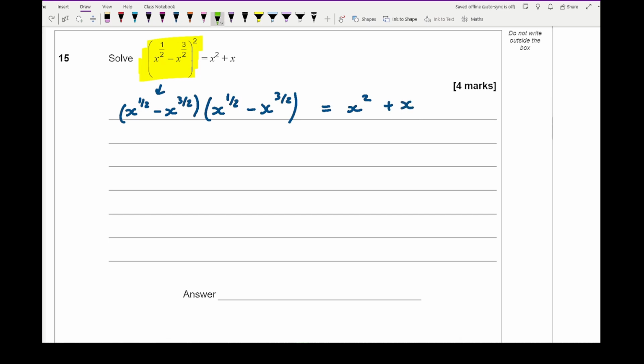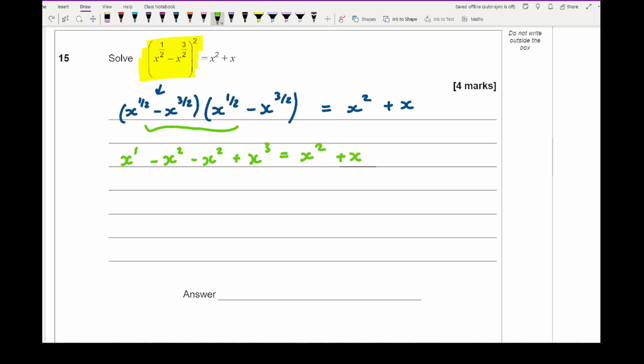Now, simplifying this, remember when multiplying, we add the powers. That's going to give me x to the power of 1. Now, a half plus 1.5 is 2. So that's going to give me minus x squared. This is going to give me another minus x squared. And this is going to give me plus 1.5 times 1.5 is 3. So x to the power of 3. And that's equal to x squared plus x.